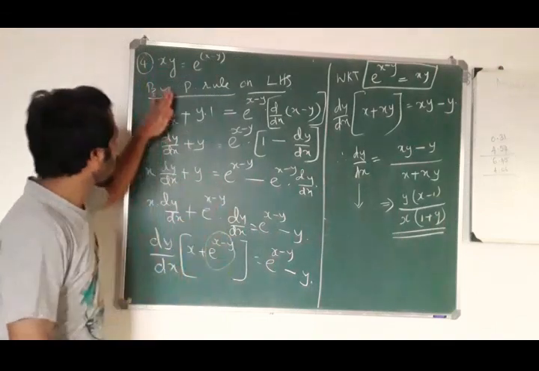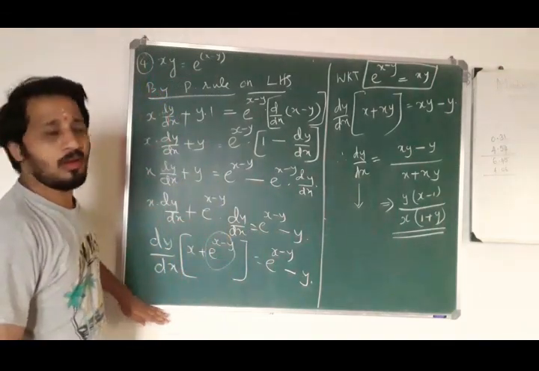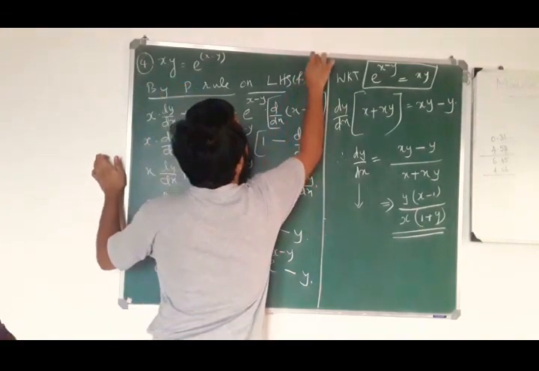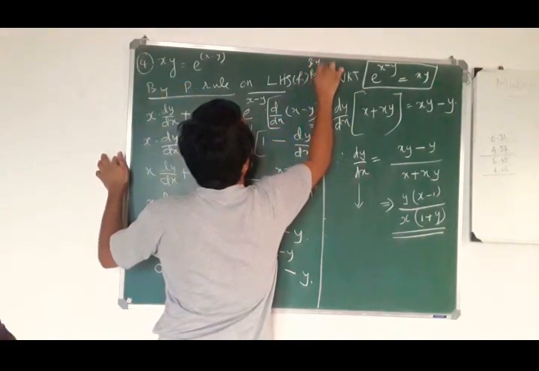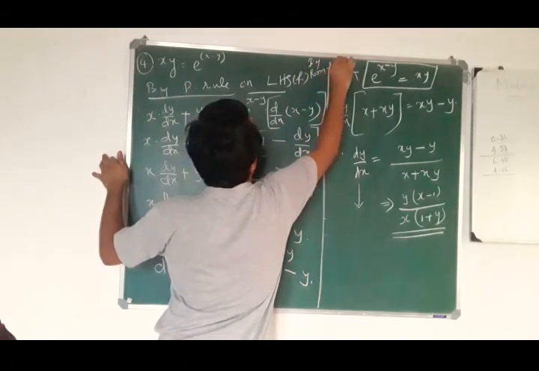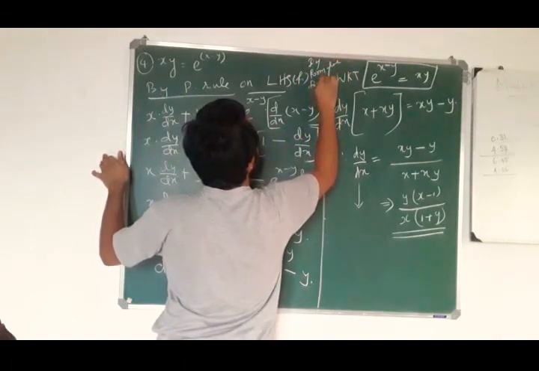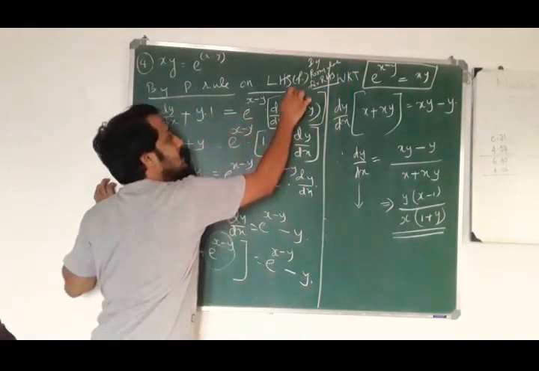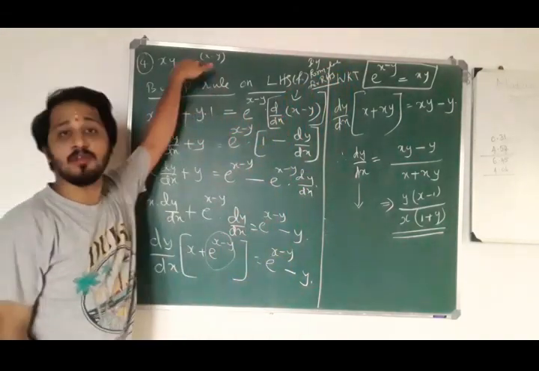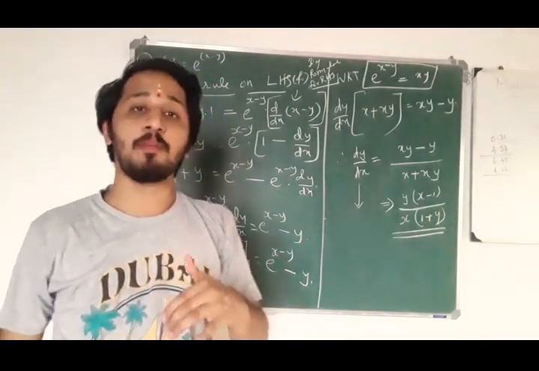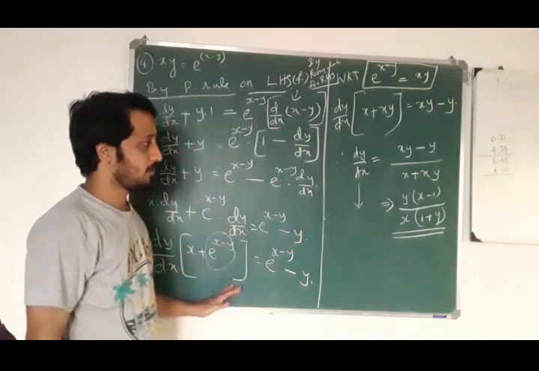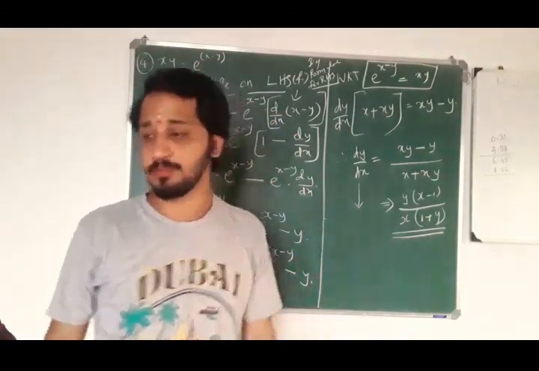Very easy. According to the product rule, I am going to do it on the LHS and by formula for the RHS. For the RHS part, as per the formula I know, the derivative of e power x is e power x. Is it clear to everyone? Very important problem. Go through this.